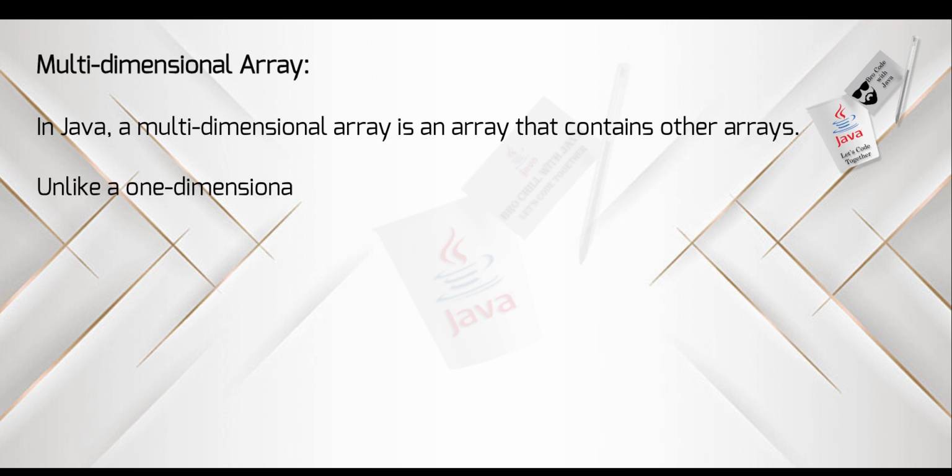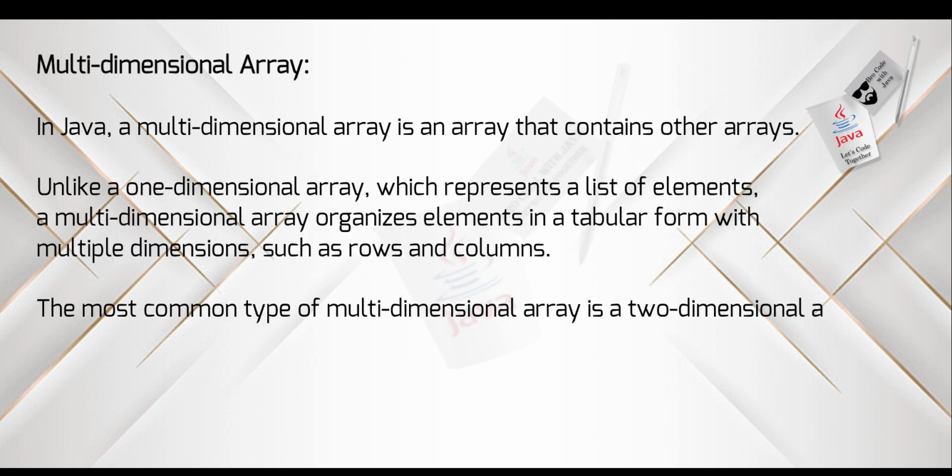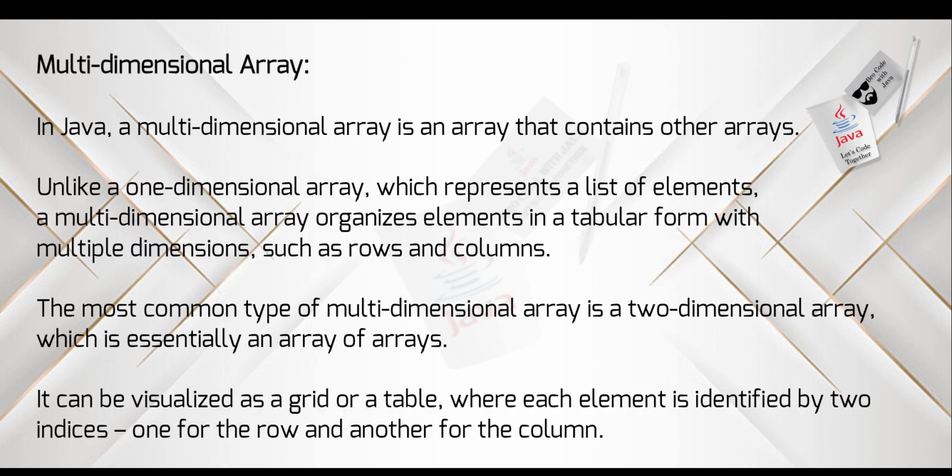In Java, a multi-dimensional array is an array that contains other arrays. Unlike a one-dimensional array, which represents a list of elements, a multi-dimensional array organizes elements in a tabular form with multiple dimensions, such as rows and columns. The most common type of multi-dimensional array is a two-dimensional array, which is essentially an array of arrays.